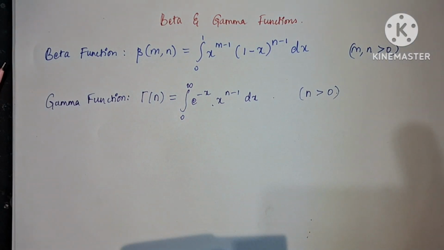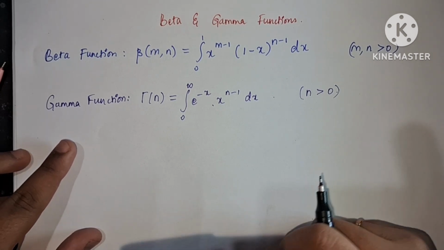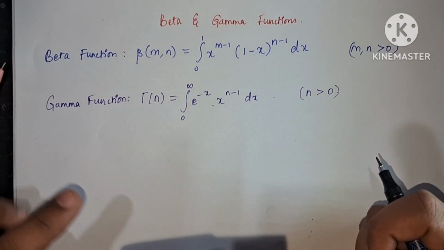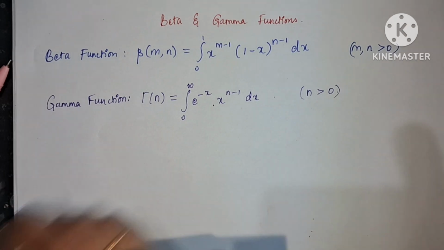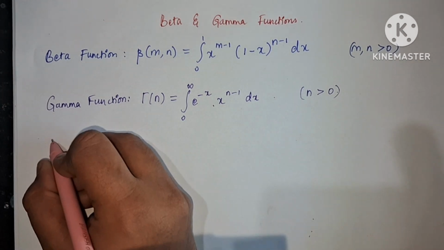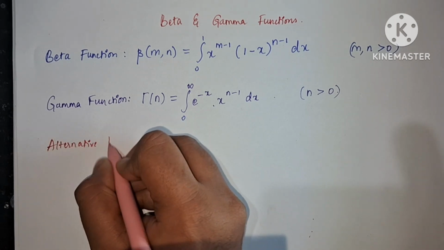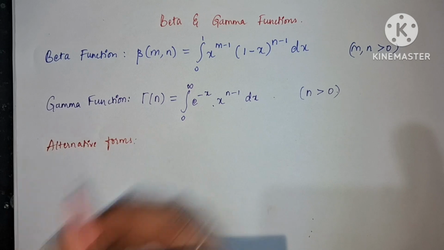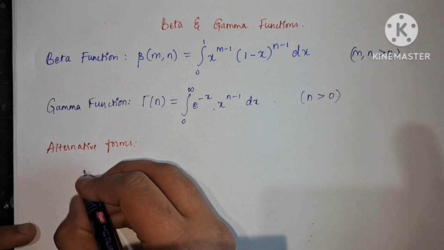Clear? We also represent the beta and gamma functions in terms of sine and cos. So let me consider that formula as well. Alternative forms of what? Beta and gamma function. So let me write the beta function first. I am considering the beta function.